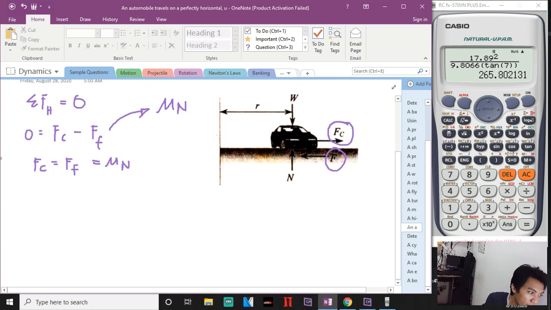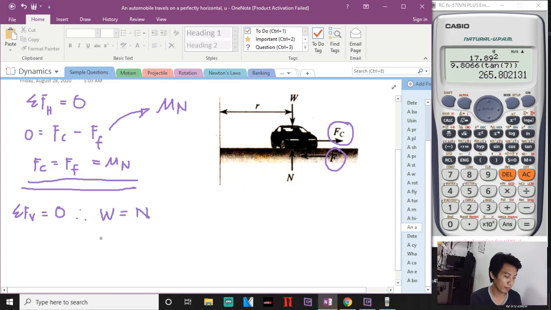So, nakuha na natin yung first equation. Okay? Now, we'll go with the summation of forces naman sa vertical. Summation of forces on vertical, wala namang ibang magka-counteract dyan. Ibig sabihin, therefore, yung weight niya equal to normal force. Okay. Parang statics lang. So, FC equal natin.